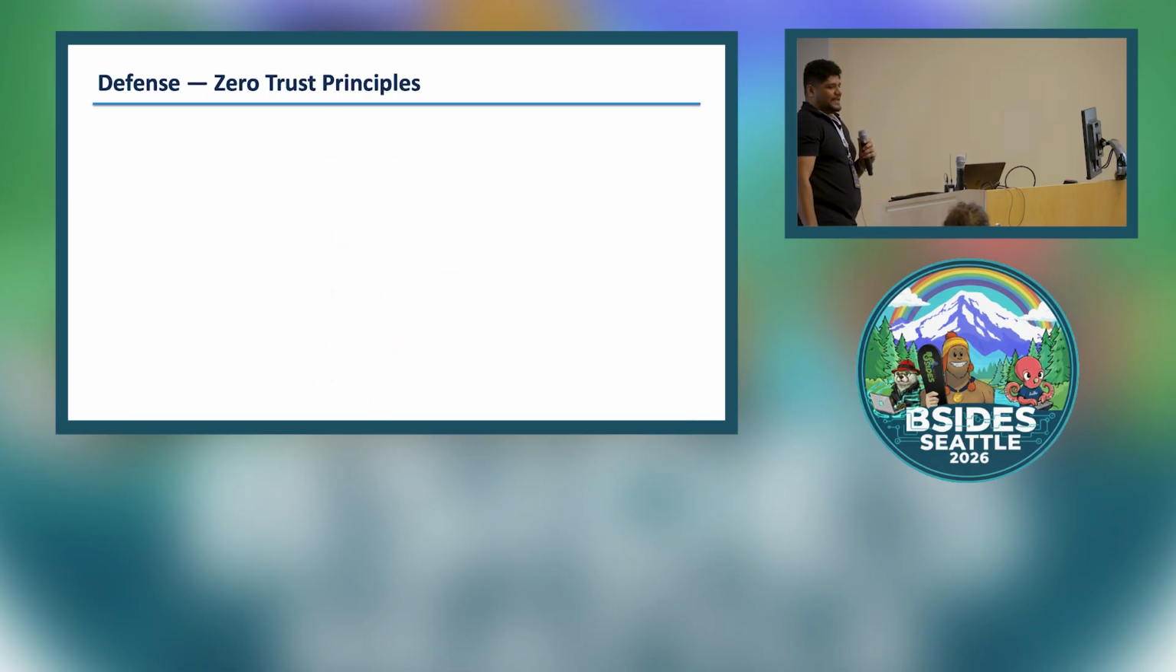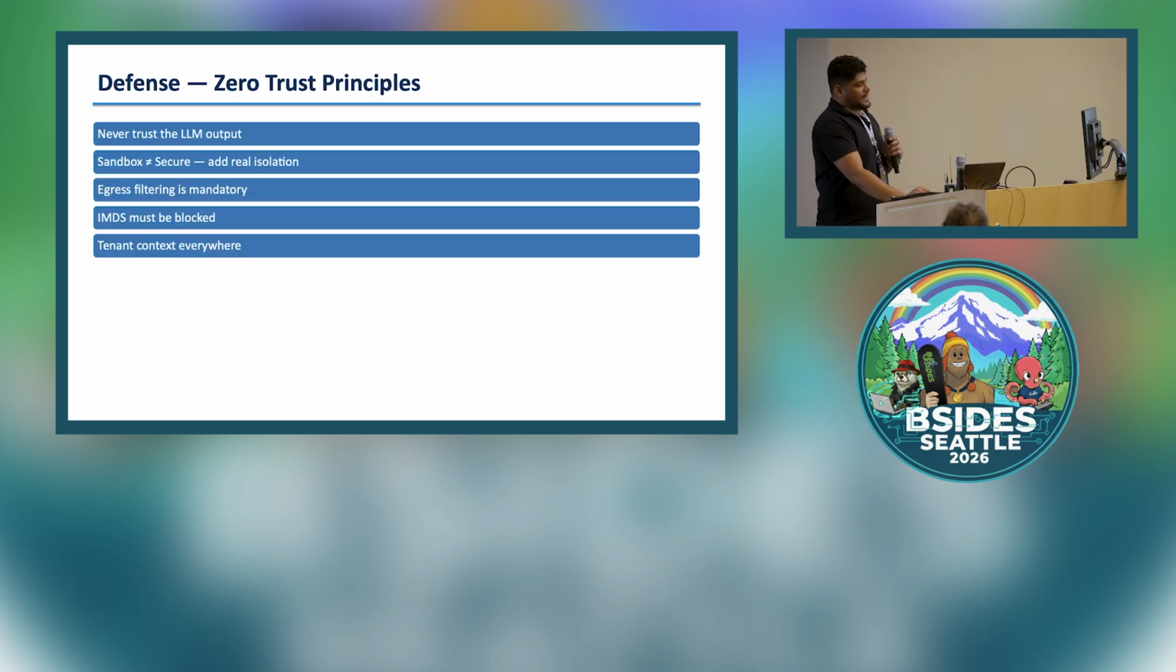Okay, let's shift to the defenses. Five principles for zero trust with AI workloads. One, never trust LLM output. Two, sandbox doesn't mean secure. If it just says sandbox, add real isolation. Three, egress filtering is mandatory, not optional. Four, block IMDS, period. And five, tenant context must flow through or be provided to the internal APIs. These aren't just theoretical, they directly counter the attacks that we have just discovered.